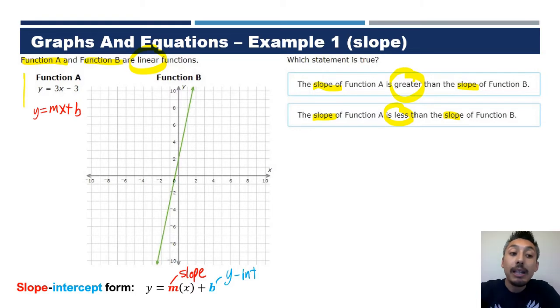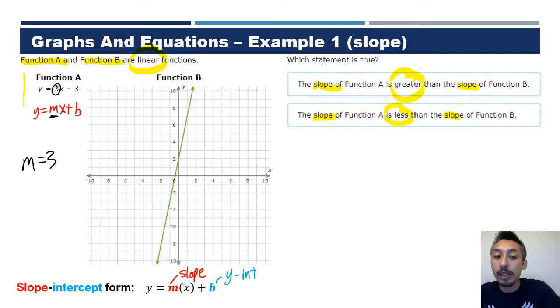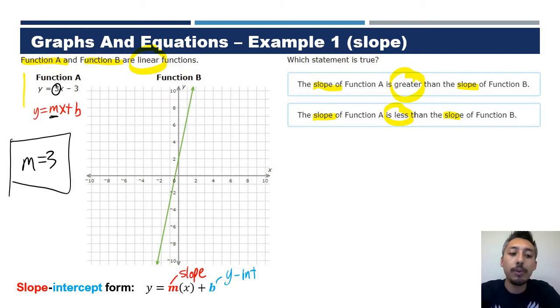Here, the slope is m, which is just a number that's being multiplied to x. So for this problem, our slope, our m, is equal to 3. So that's pretty simple for this one. M is equal to 3. We know what the slope is. Now we need to find the slope for function B.